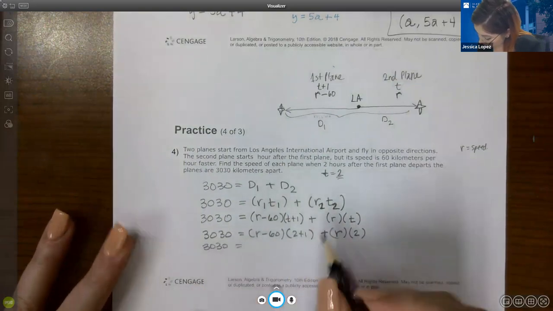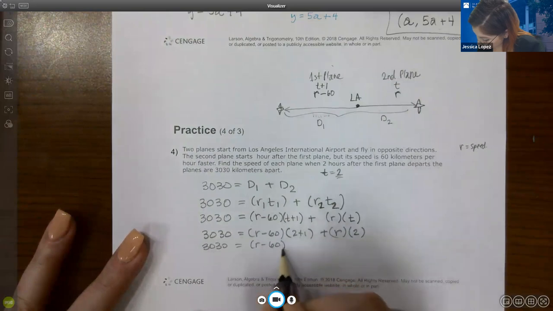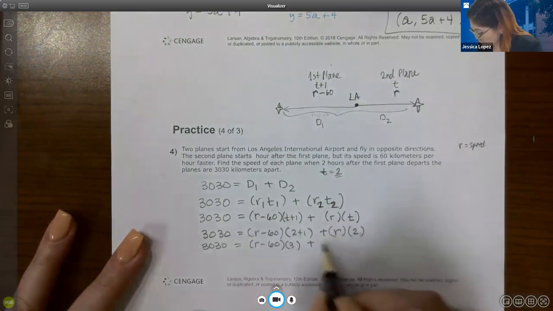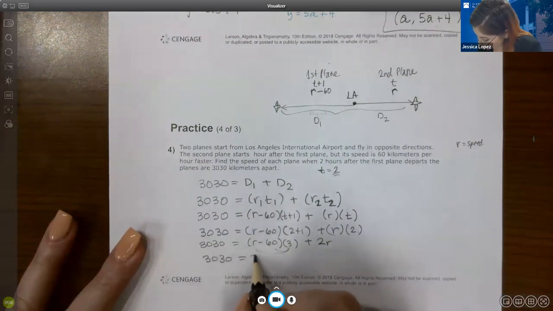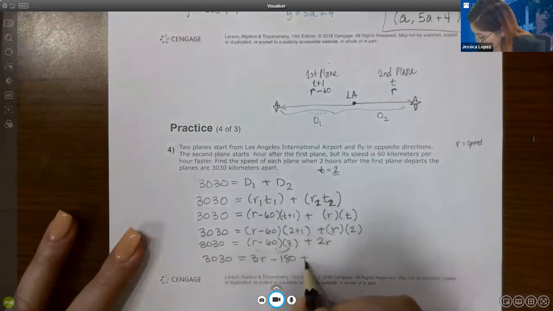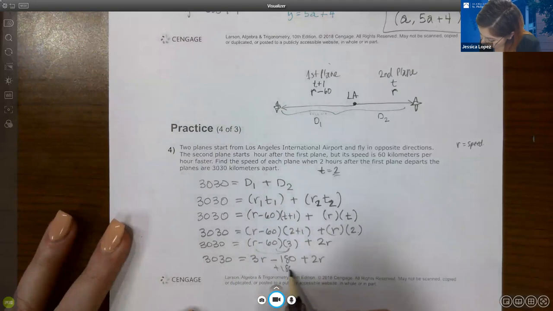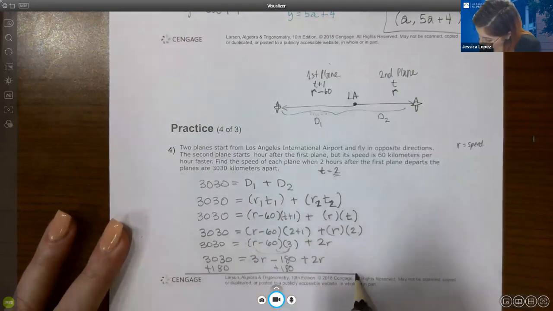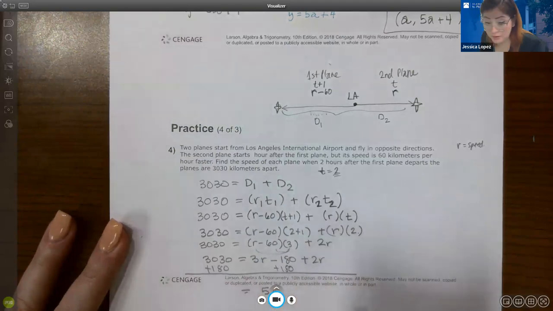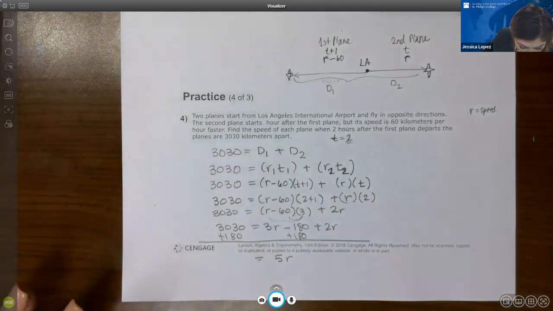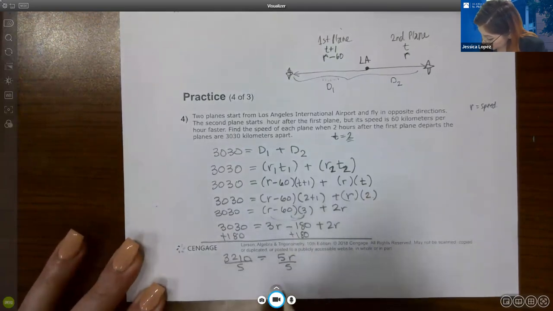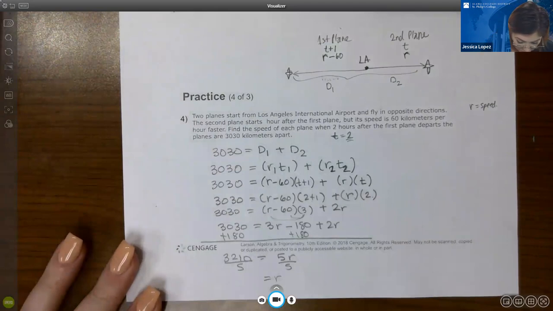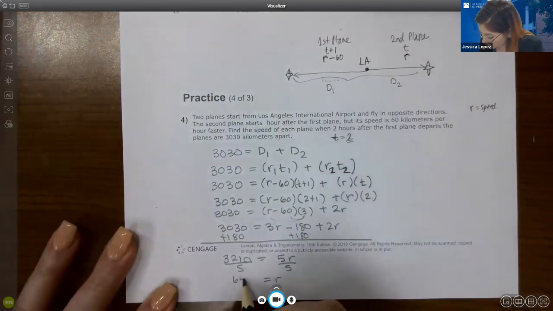So it's not too bad. This is actually just 3. And R times 2 is just 2R. And so I'm going to distribute this 3. So I get 3R minus 180 plus 2R. So I'm going to add 180. And then my R's together make 5R. And what is 30 plus 180? We get 3210. I'm going to divide by 5. I get 642.